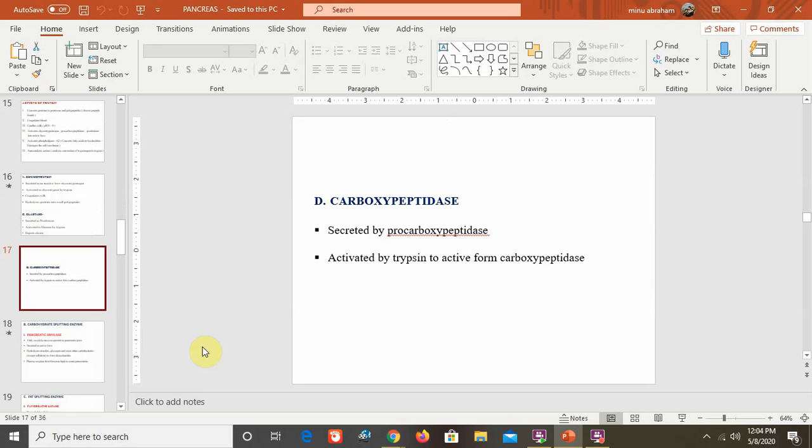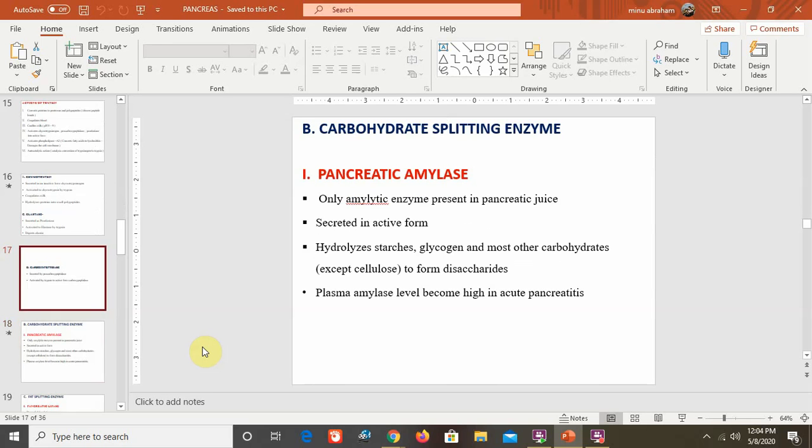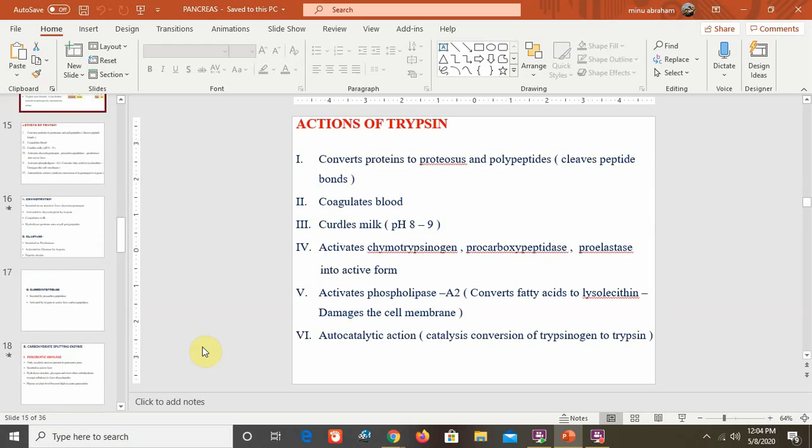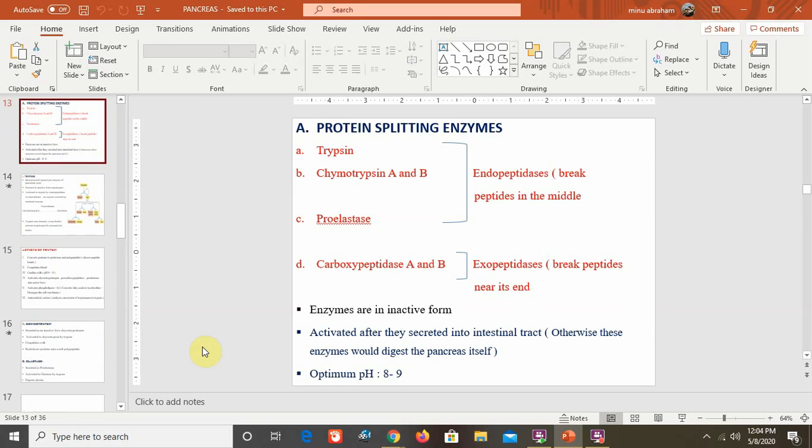And the last enzyme is carboxypeptidase. The carboxypeptidase is mainly secreted in an inactive form called procarboxypeptidase, and it is activated by trypsin to the active form, carboxypeptidase. So these are the four enzymes, which are protein splitting enzymes. So which are the four protein splitting enzymes? They are trypsin, chymotrypsin, proelastase, and carboxypeptidase A and B.